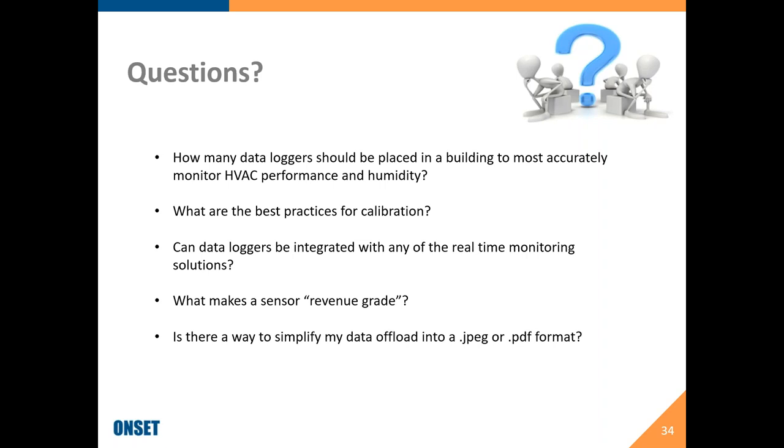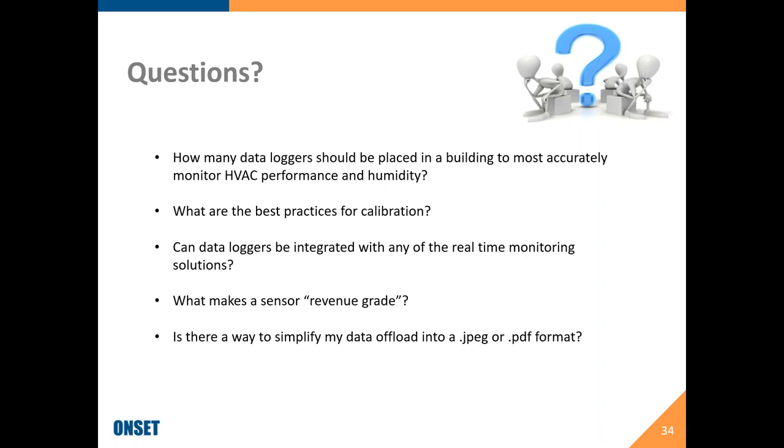In the first question, we spoke about this briefly in the indoor air quality space, but the question, as you can see, is how many data loggers should be placed in a building to most accurately monitor HVAC performance, humidity? In a general sense, there is no exact answer because of the dynamics of airflow and floor layout. But we usually recommend about one logger for every 1,000 to 2,000 square feet. The logger's measurement will generally be accurate within the margin of error for that space. But as I mentioned, you need to take into consideration airflow patterns that may skew or change this reading so that you can deploy additional loggers accordingly.